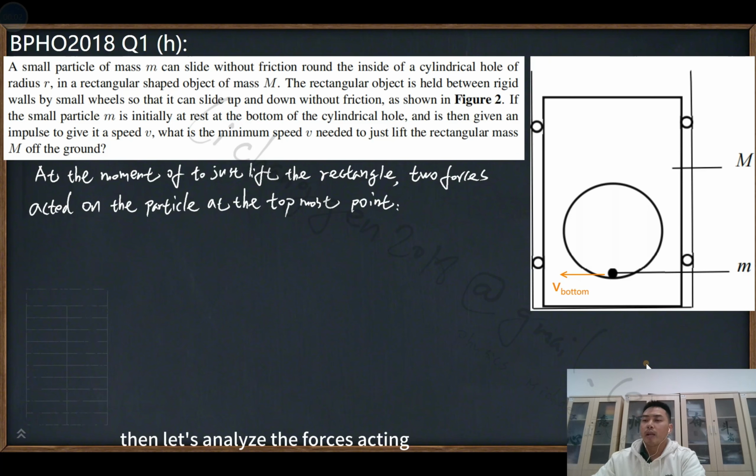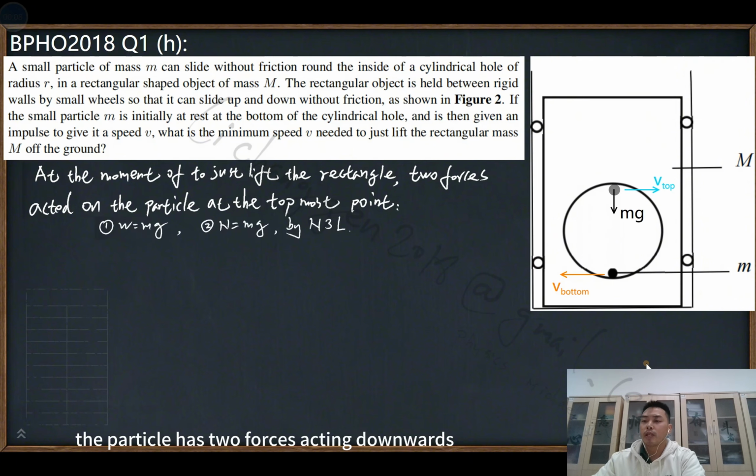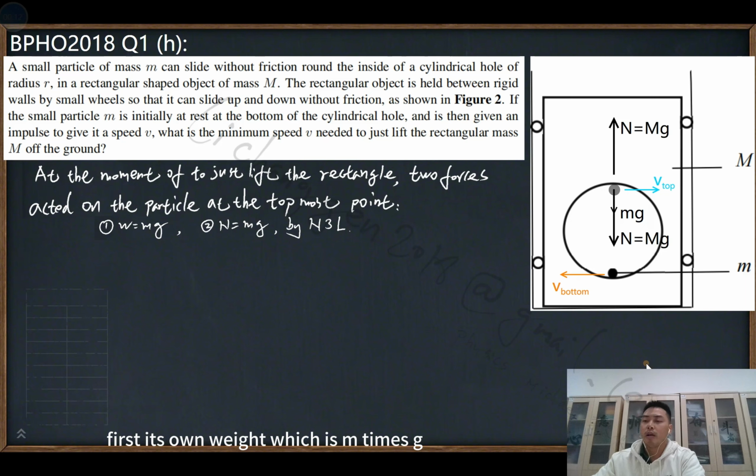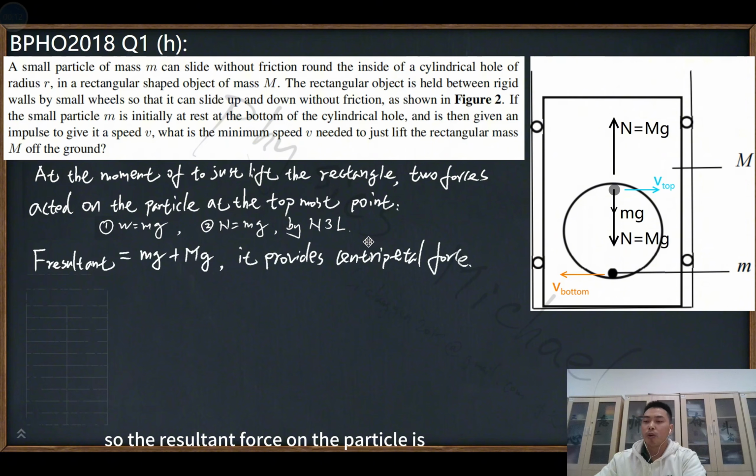Then, let's analyze the forces acting on the small particle at the top of the circle. The particle has two forces acting downwards, as shown in figure. First, its own weight, which is m times g. Second, the normal force from the rectangle, which at the instant of lift must equal capital M times g, the weight of the rectangle. So, the resultant force on the particle is mg plus capital Mg.